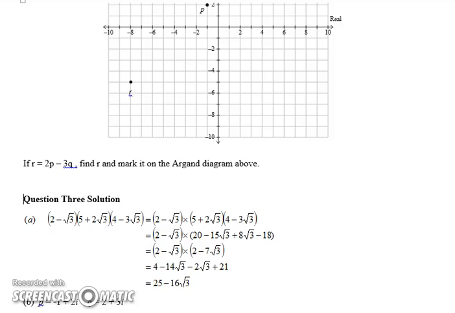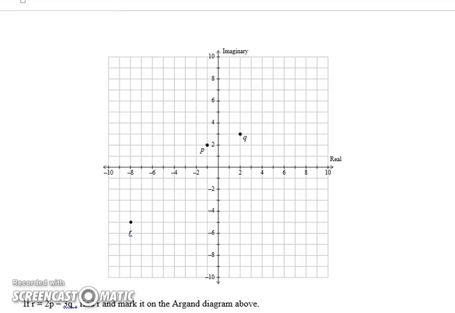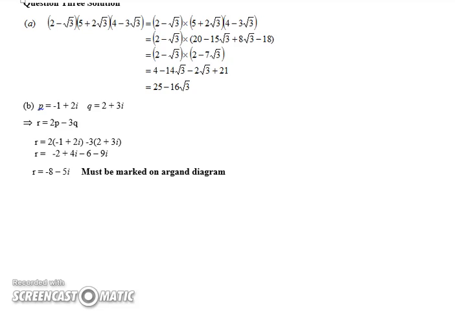For part B, the first step is to read off our values for P and Q as coordinates. And it's just like reading coordinates off an ordinary graph. 2 across and 3 up. Q would be 2 plus 3i. And P, negative 1 plus 2i. And then we're told that R is 2P minus 3Q.